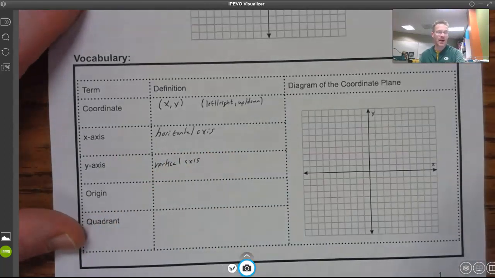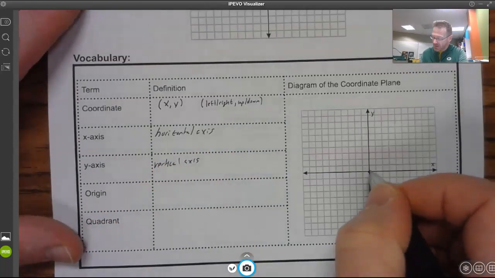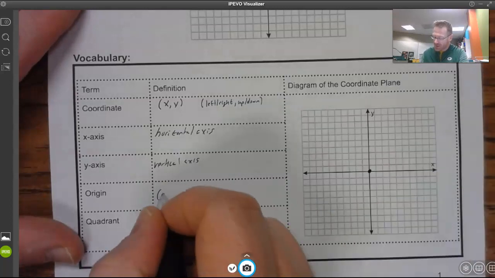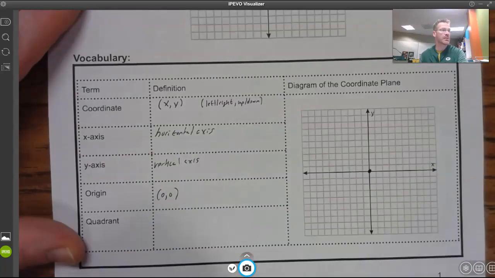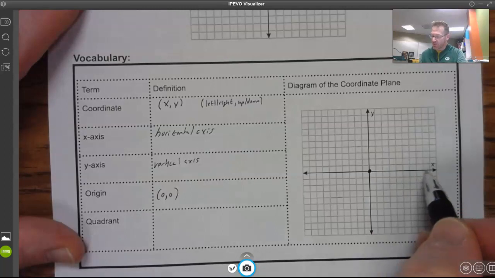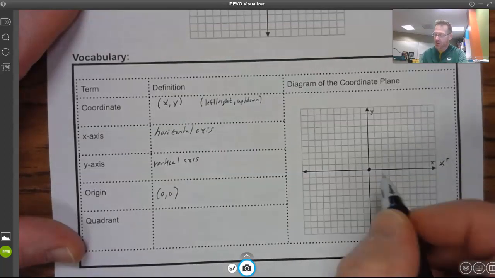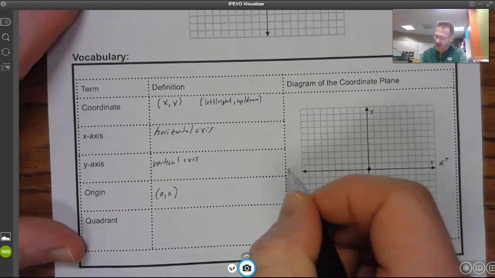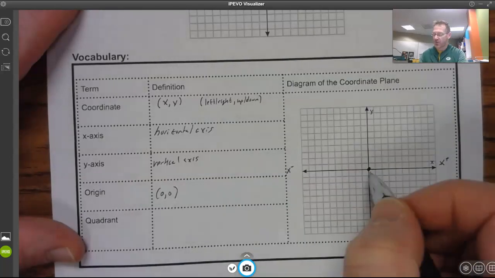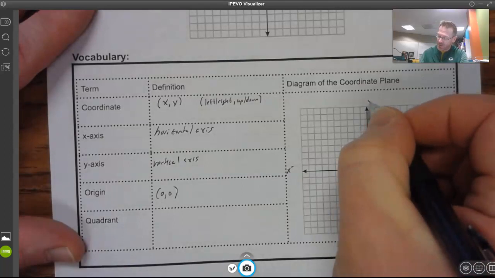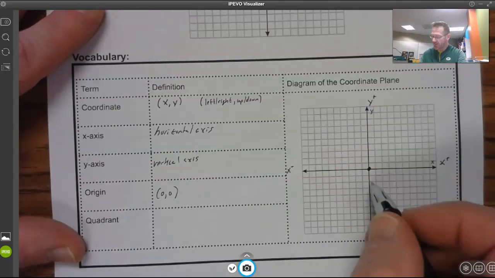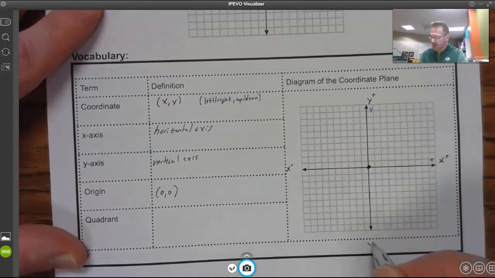All right, so when we think about this, they cross right here at 0, 0, which is the origin. All right, so 0, 0. And then from the origin, if I go to the right, this is the positive x-axis. If I go to the left, that is the negative x-axis. From the origin, if I go up, that is the positive y-axis. And from the origin, if I go down, that is the negative y direction.